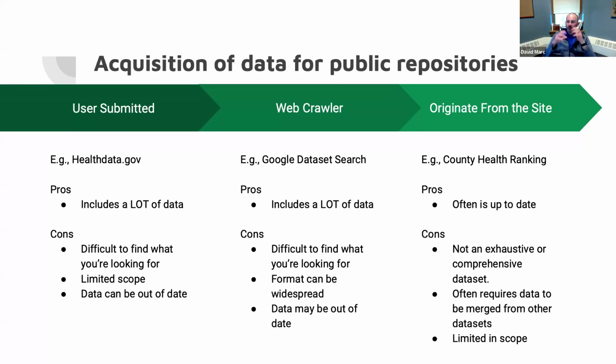And the pros of doing it that way is it includes a lot of data, but the cons are it's difficult to find what you're looking for if it's user submitted, because it's at the mercy of whoever is typing in the metadata to describe that data, and how complete they are being. So there might be limited scope in terms of what you can find of user submitted data. And also we oftentimes find that in the user submitted data, it can be out of date.